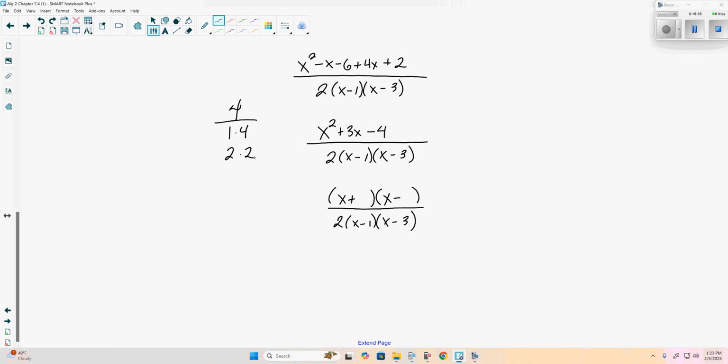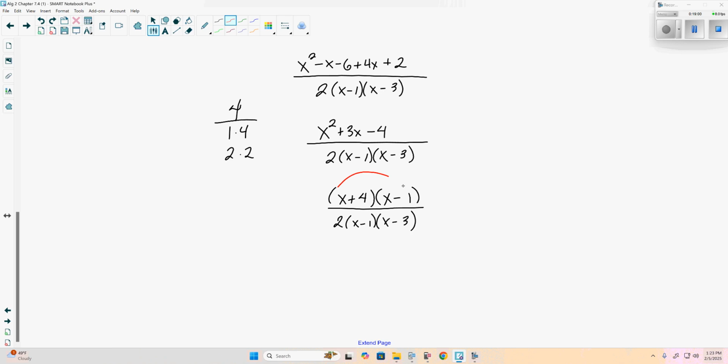x minus 3 we can throw out because 3 is not a factor of 4. So the only one that will simplify is x minus 1. 1 is a possible factor of 4, and we'd have to put it with the minus. But that means our other factor of 4 is 4. So if this is going to simplify, if it's going to factor, it's going to have to be x plus 4 times x minus 1.